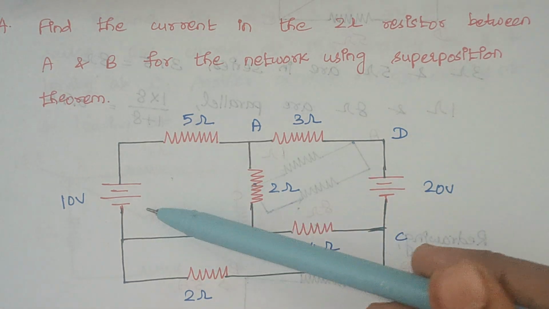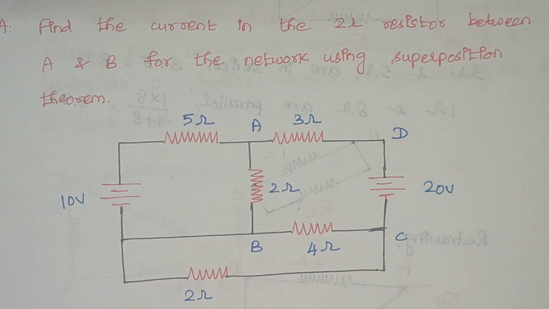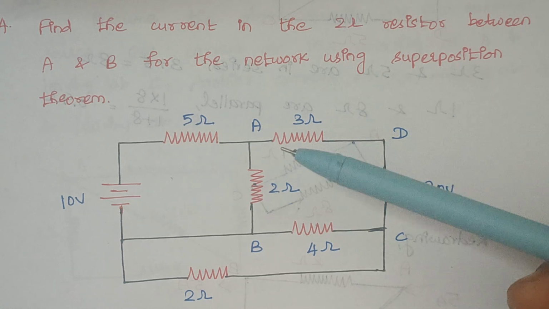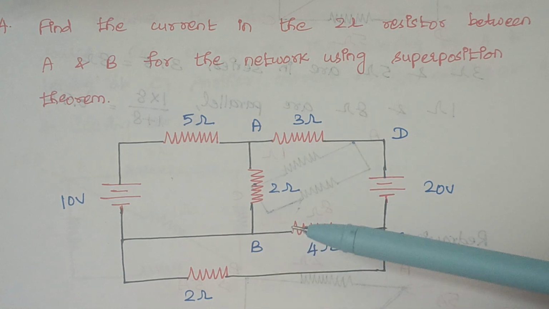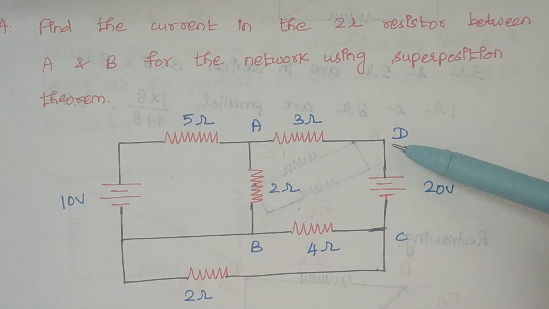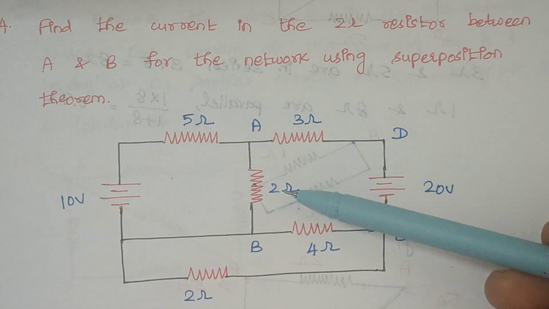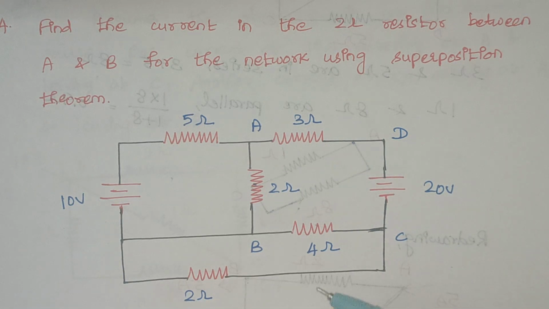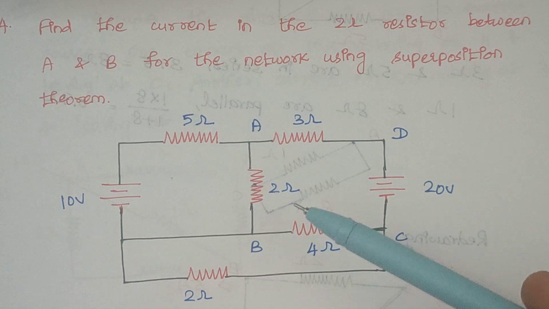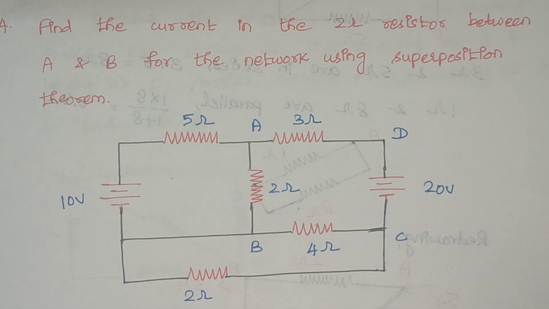So here we have two sources. How do we use the superposition theorem? We have to consider only one source at a time and calculate the current that flows through this 2 ohm resistor. Similarly, next we consider the second source alone and calculate the current that flows through this 2 ohms. And finally, we add or subtract depending upon the direction of the current flow.